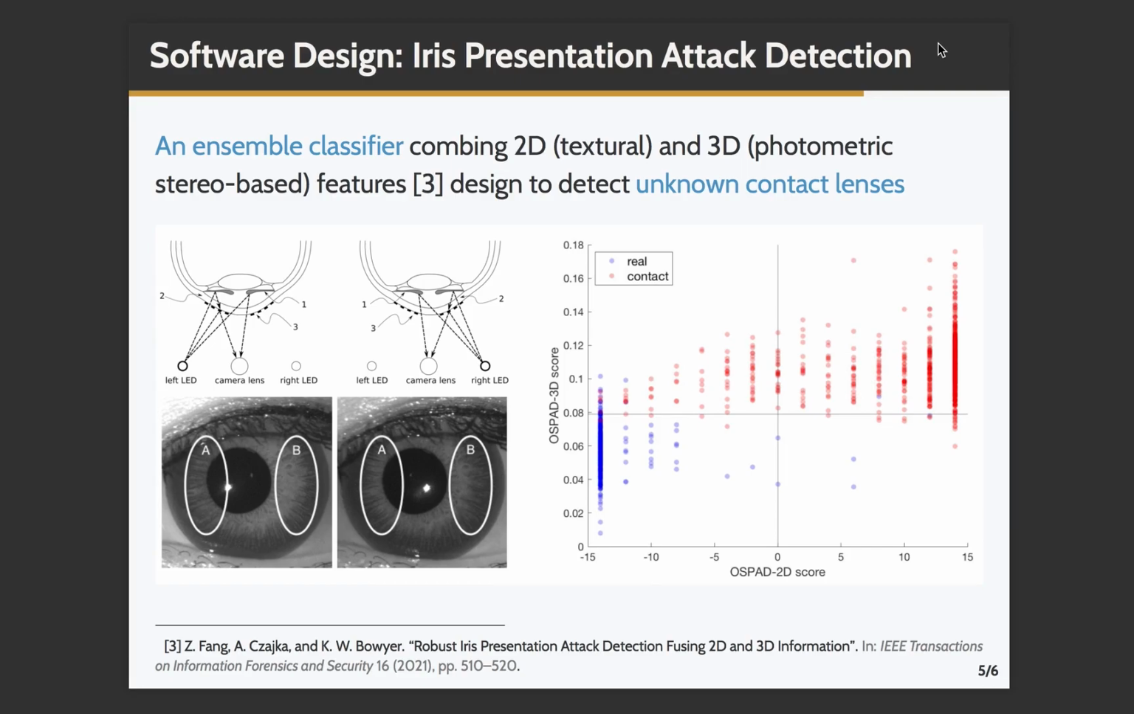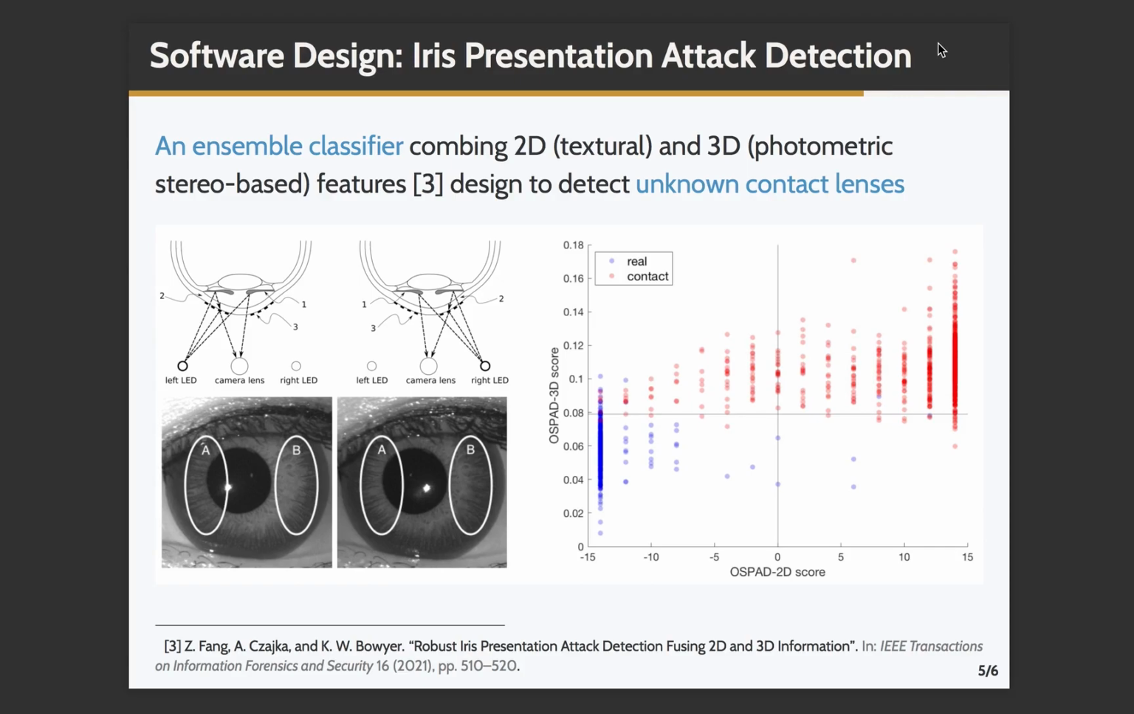classifier is a BSIF histogram-based ensemble classifier, and our 3D features are derived from the observation shown on the image on the left here. When an iris is illuminated from different directions, the shadows in it will be different, and this difference is most well pronounced when a contact lens is worn by the eye.